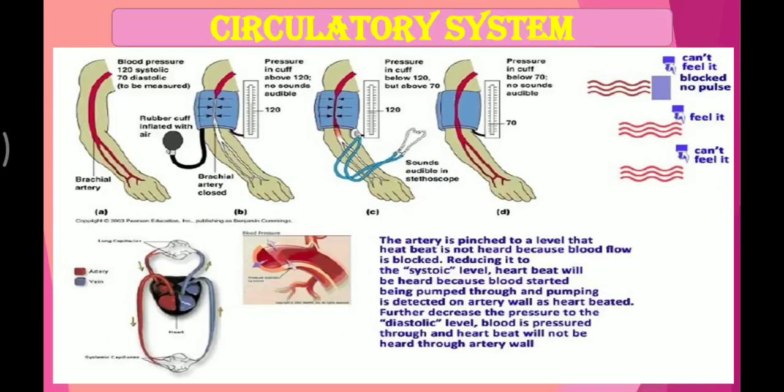See, the artery is pinched to a level that the heartbeat is not heard because the blood flow is blocked. Reducing it to the systolic level, heartbeat will be heard because the blood starts being pumped. So here they apply pressure and check what is the pressure of your blood.